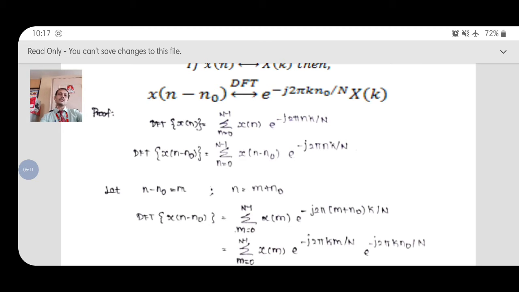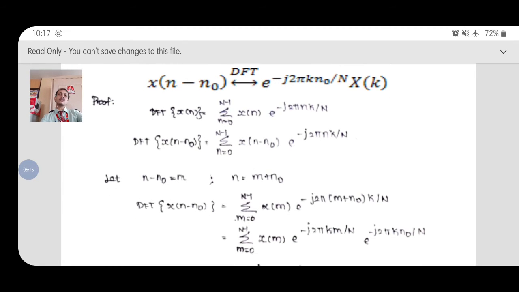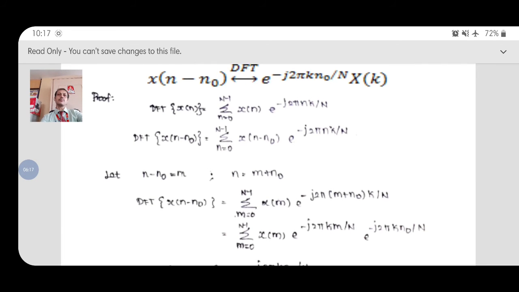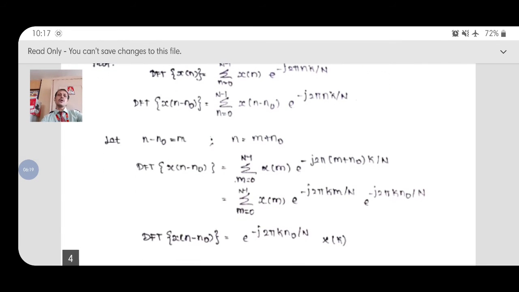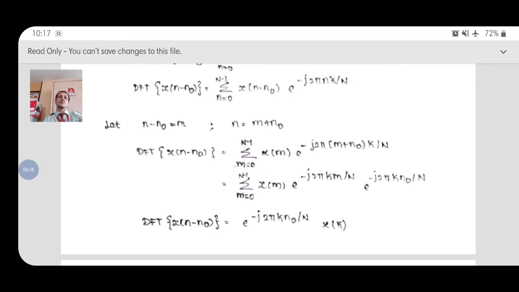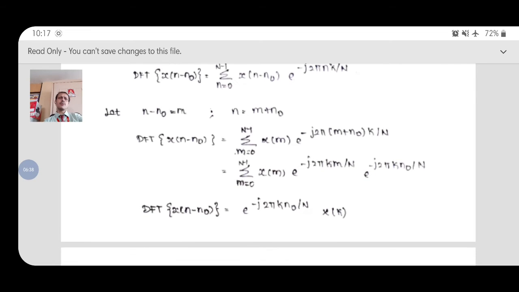So we will get summation n equal to 0 to N minus 1 x of n minus n naught e power minus j2 pi nk by capital N. Now we are going to apply n minus n naught is equal to m, and then small n will become m plus n naught. So apply these two things in the above equation.